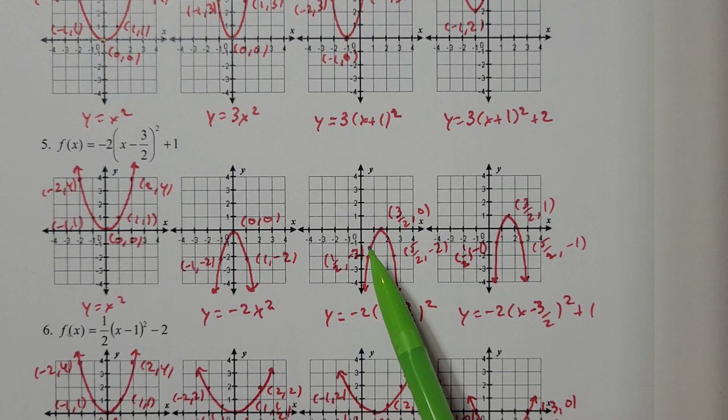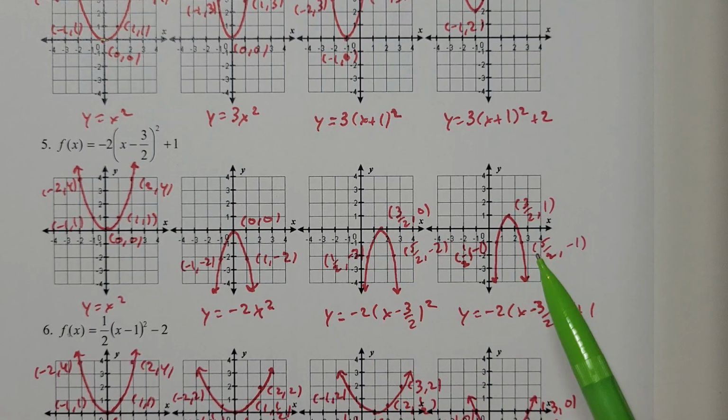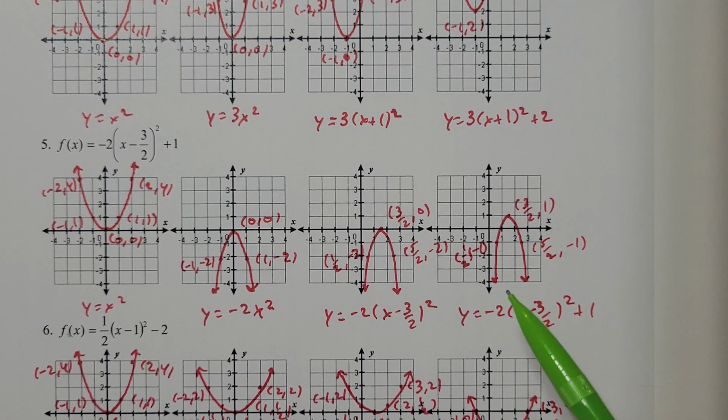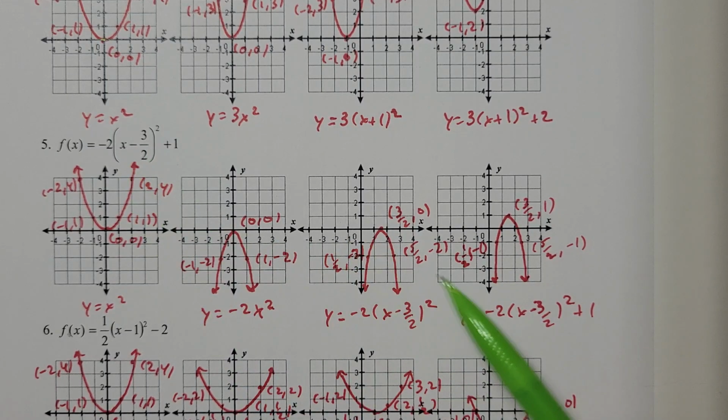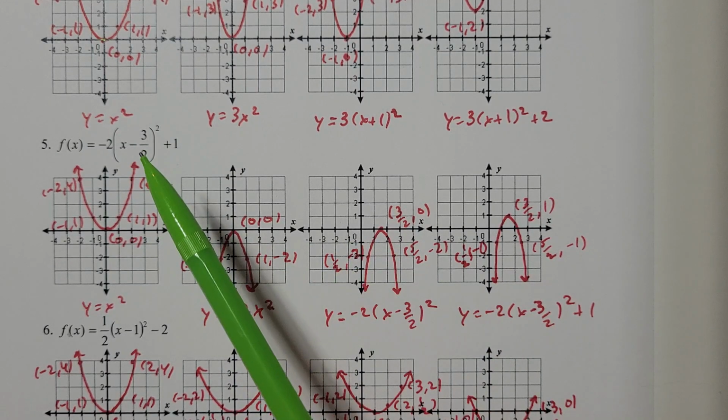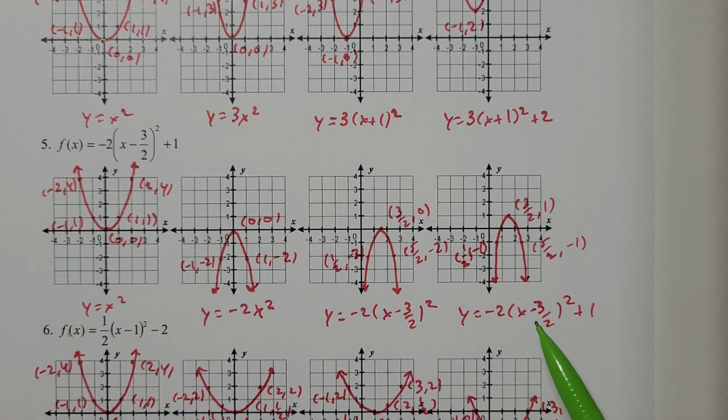Okay, and then go ahead and draw on the parabola there, passing through those 3 points. And the last graph is my answer. Okay, so that's where I need to be drawing the whole curve now. y equals negative 2 times x minus 3 halves squared plus 1.